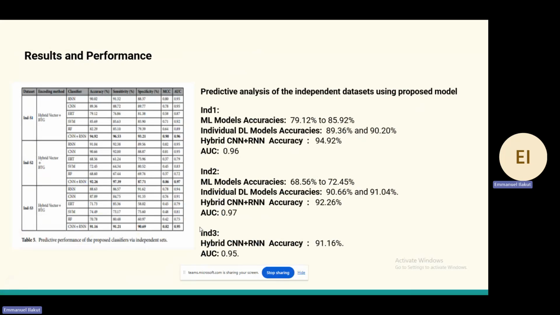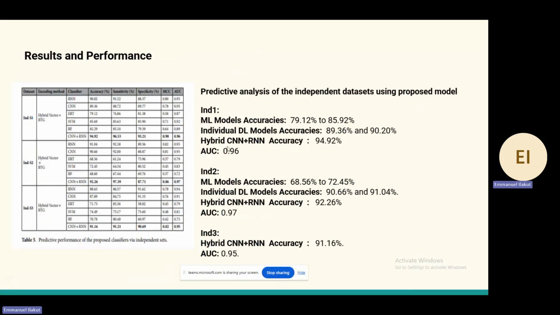Continuing on, our predictive analysis of the independent data sets. Now, this was the independent data that we used to test the final accuracy of our model, that was built using a hybrid vector from both the ProBT model and the CT composition, distribution, and transition features. Now, there are three data sets.